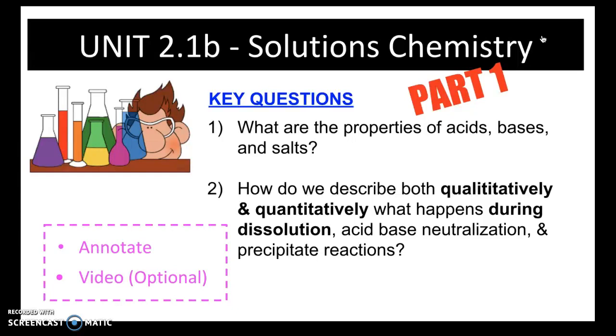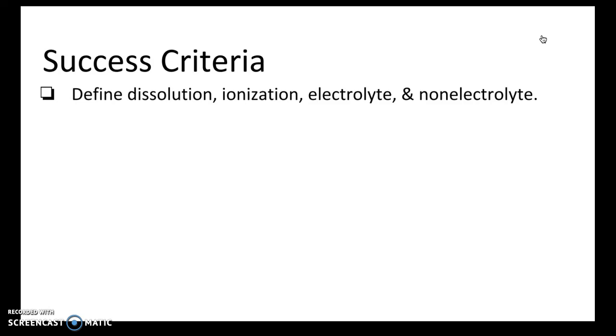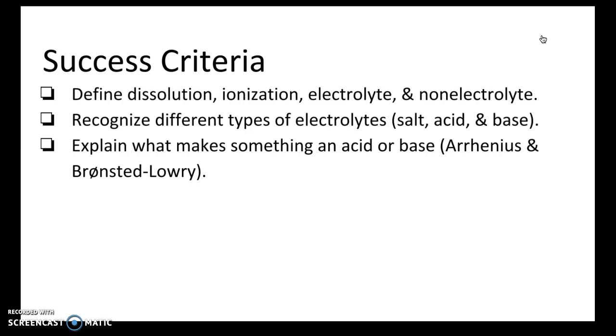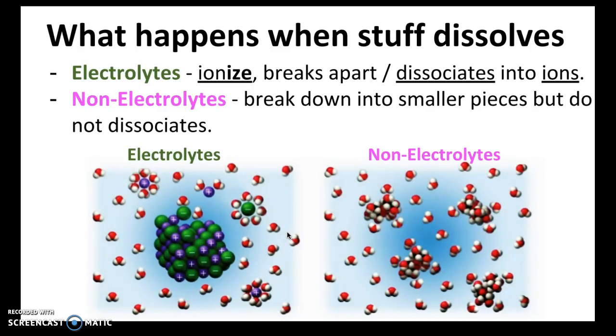In this video, we're going to continue our discussion of describing what happens during dissolution. During the 2.1a video notes, we had the following success criteria. I introduced you to the terms dissolution, ionization, electrolyte, and non-electrolyte. We also learned how to recognize different types of electrolytes, salts, acids, and bases from their chemical formula. We also defined acids and bases using the Arrhenius and Bronsted-Lowry definitions. We really focused on the Arrhenius, but we did use the Bronsted-Lowry to define amines since they didn't fit under the Arrhenius definition. And then finally, we showed what happens, both in words and in chemical equations, when we dissolve a salt, acid, and base.